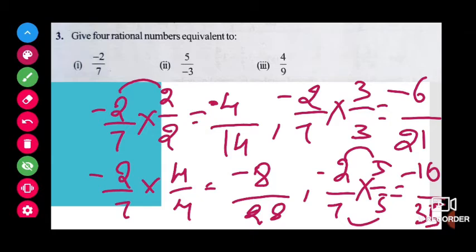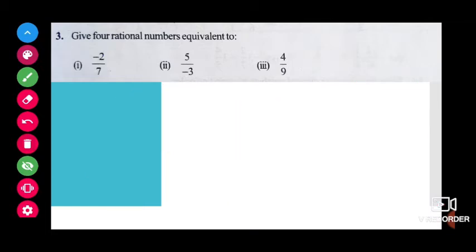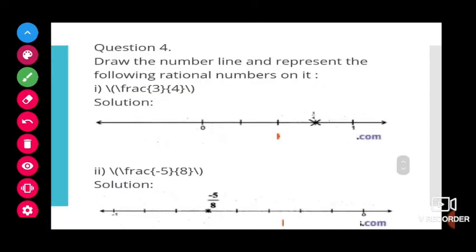Like that, if we multiply with any number, both numerator and denominator, then we will get the equivalent rational numbers. However many we want, that many numbers we can get. Here there is no need to take 2, 3 or 4 again; you can take another number. Both numerator and denominator should be multiplied.